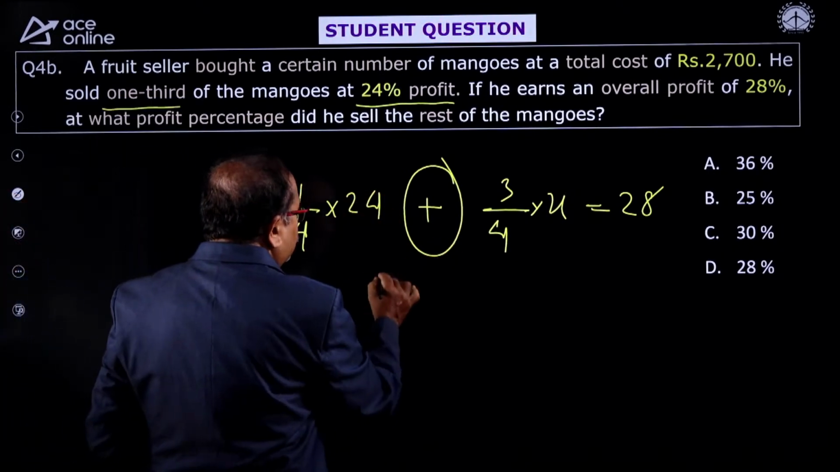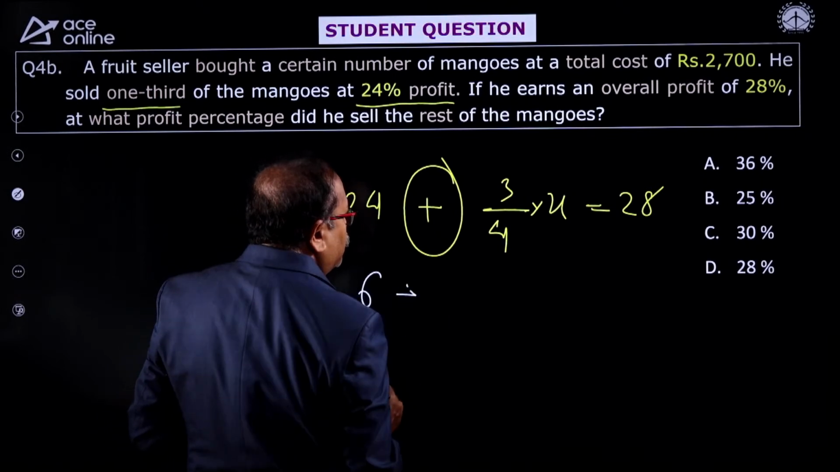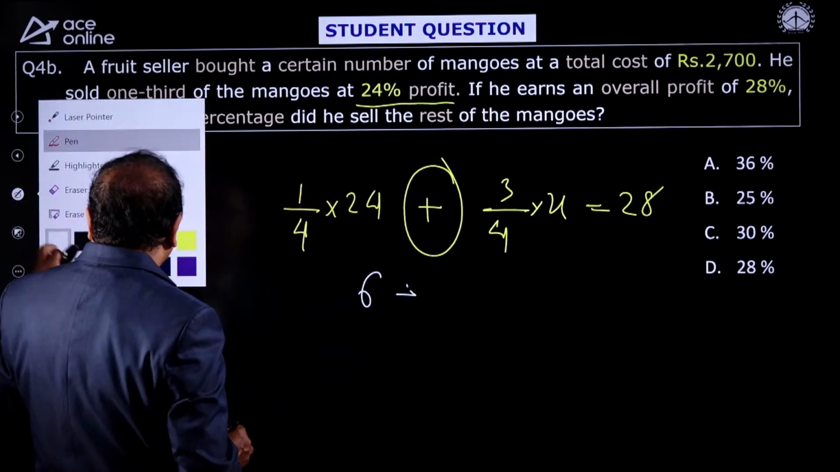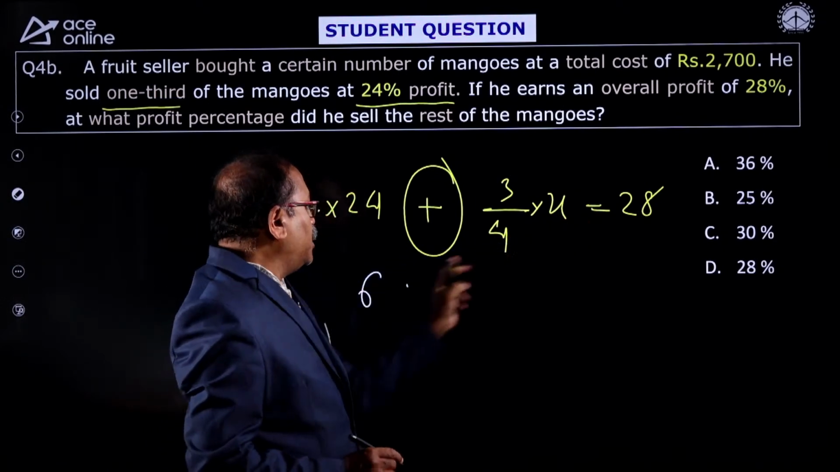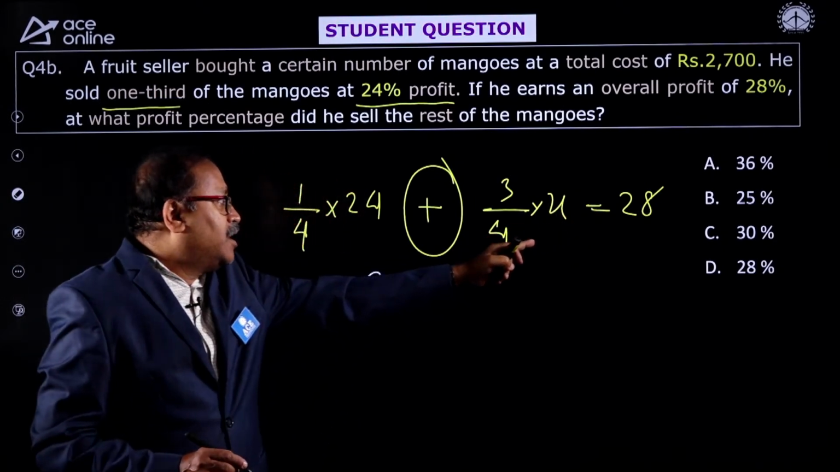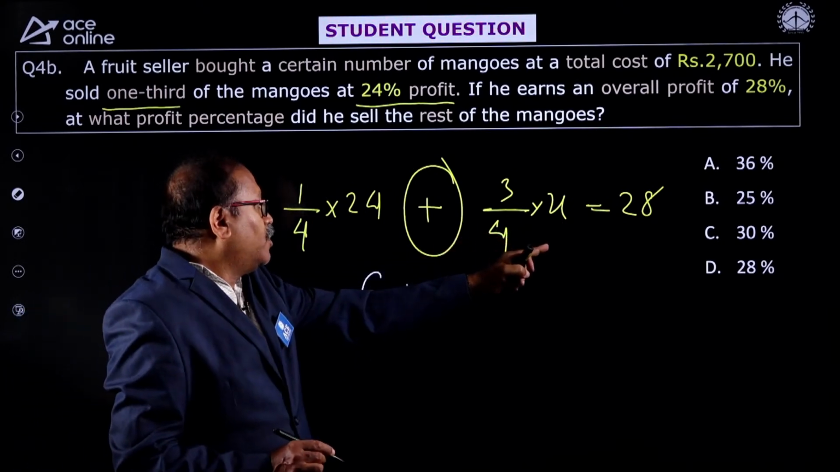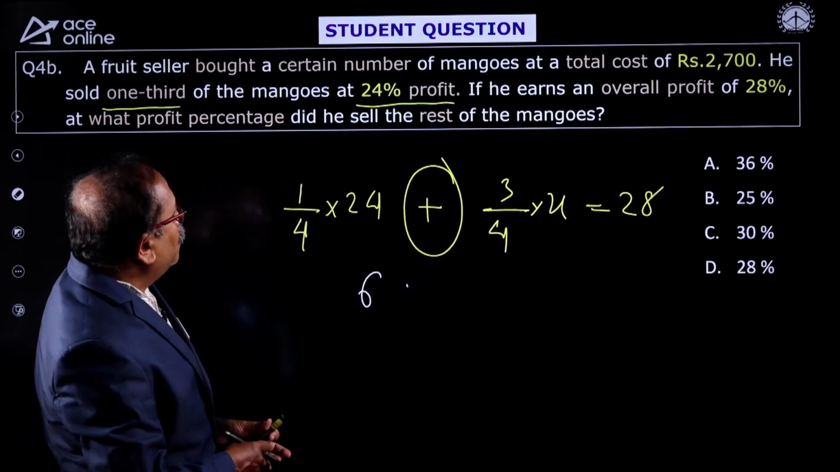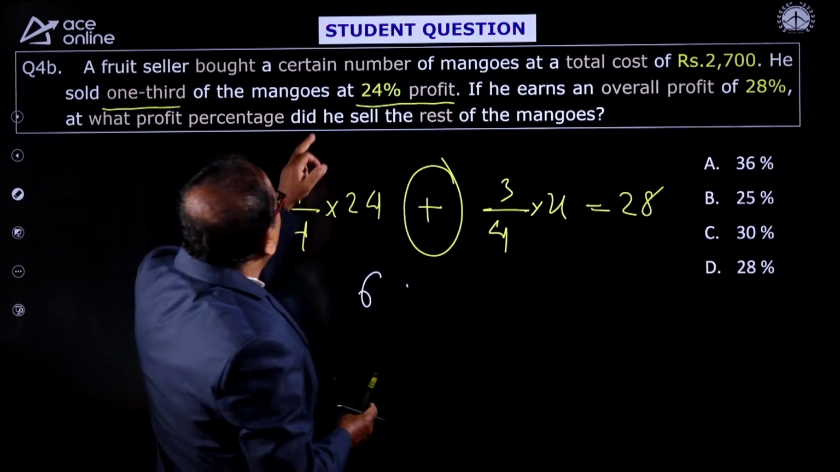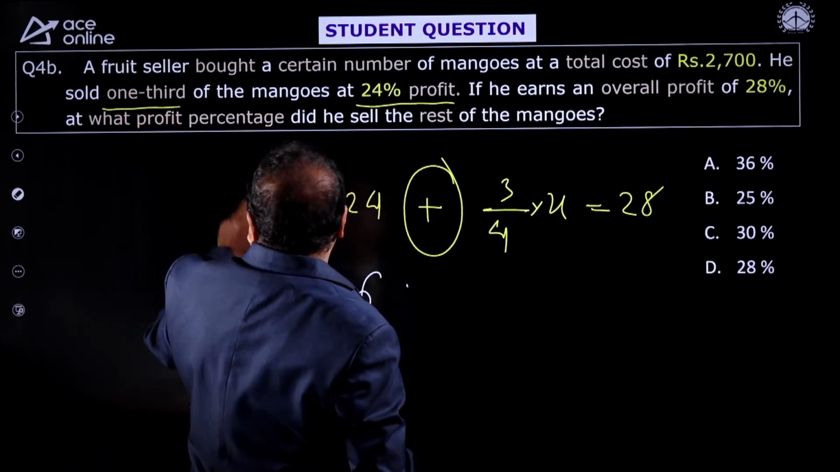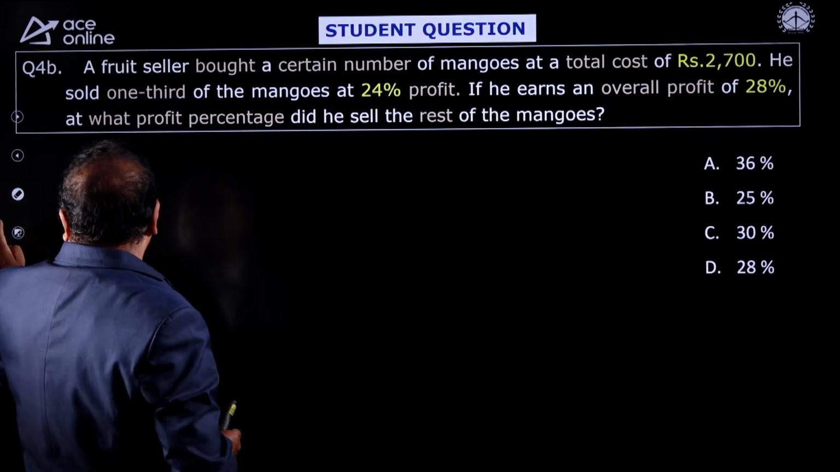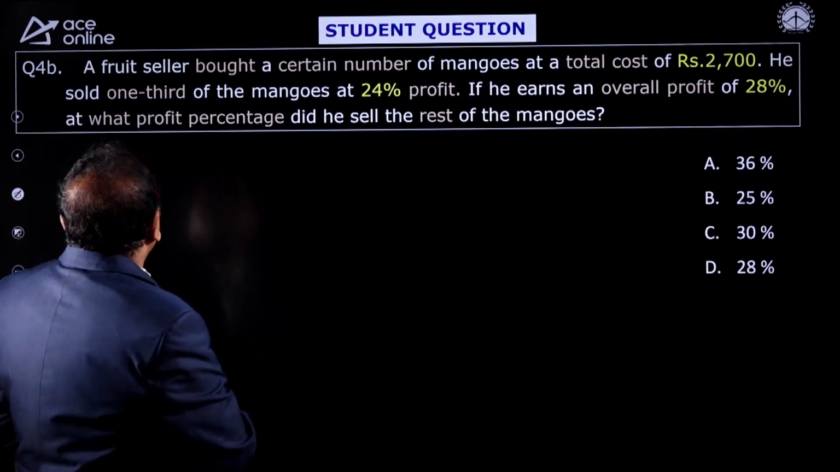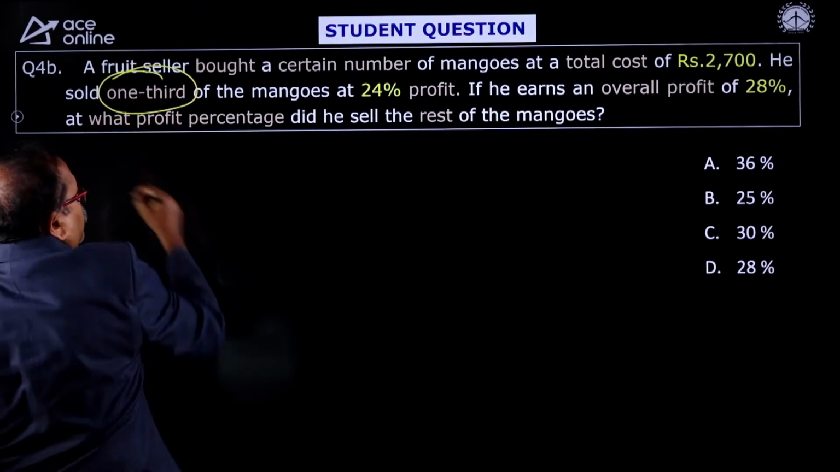So here I get the 6 over here, and the 6 will go the other side. If the 6 goes the other side, then 28 minus 6, how much is that? Okay, 1/4, 1/3. Okay. Allow me to erase this all because I have taken the 1/3 here.